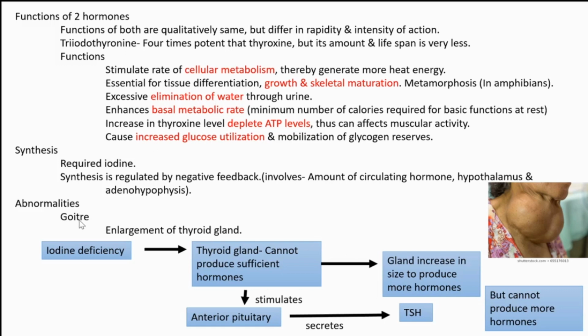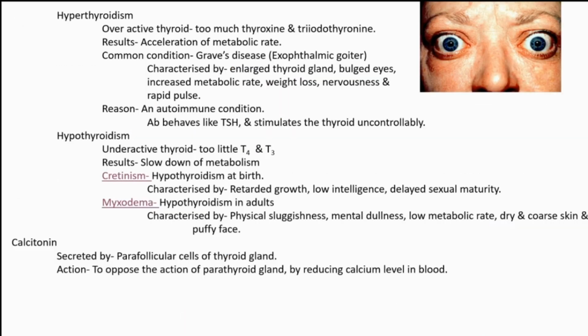Goiter is there, because of deficiency of iodine. And then an overactive thyroid gland results in hyperthyroidism. An underactive one leads to hypothyroidism. Then the last hormone secreted by the thyroid gland is calcitonin.